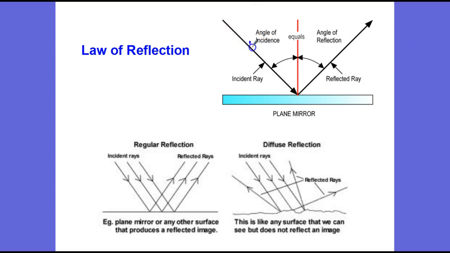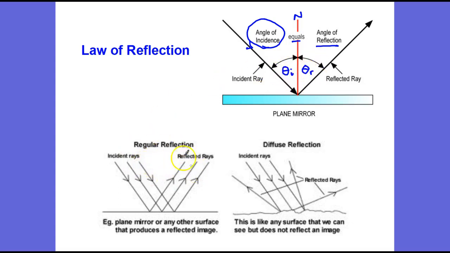The law of reflection says that the angle of incidence is equal to the angle of reflection. And when it talks about these angles, it's not the angle with the surface, it's the angle with a normal line. So this red line is the normal line. The incident angle is here, the reflected angle is there, and they are equal to each other.